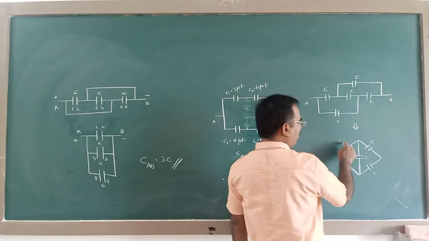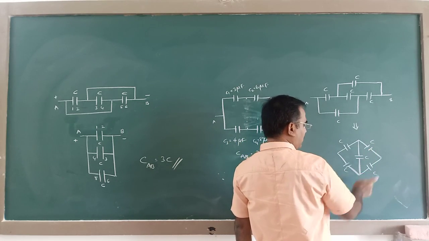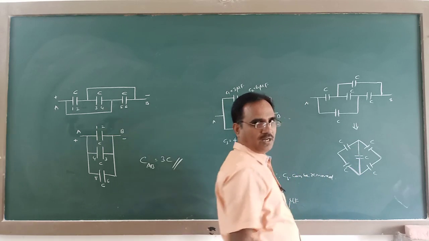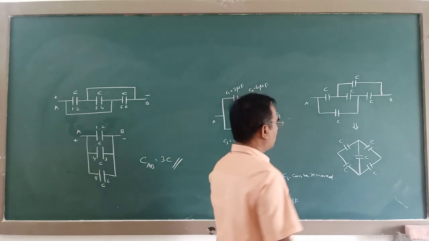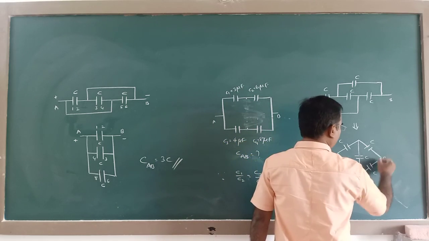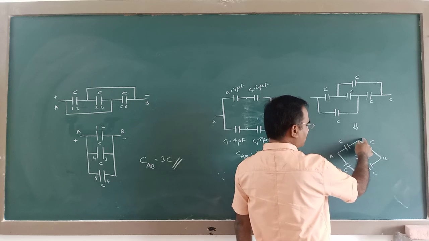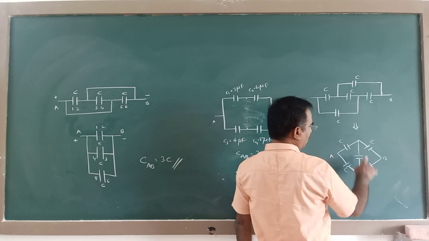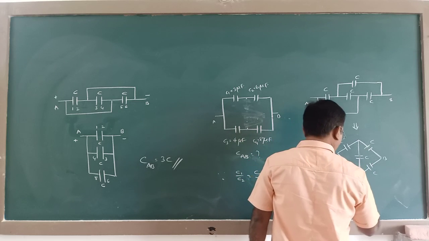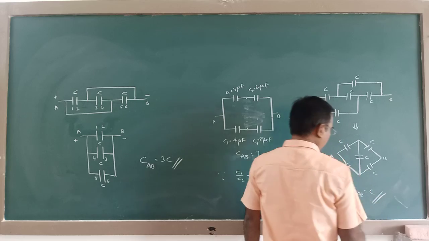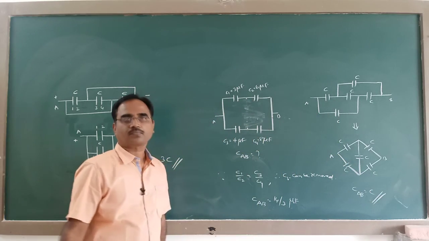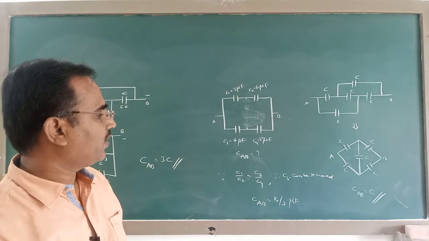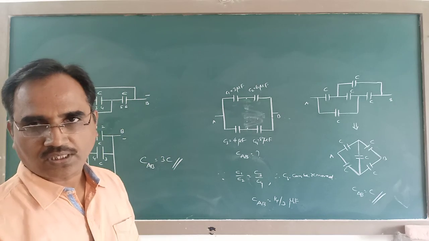Then you see the ratio of these two: C1 by C2 is equal to C3 by C4. Therefore, this capacitor can be removed. The middle capacitor can be removed. So between these two points A and B, these two are in series. C in series means it becomes C by 2. C in series means it becomes C by 2. C by 2 in parallel with C by 2 means it becomes C. So the effective capacitance between A and B will become equal to C.